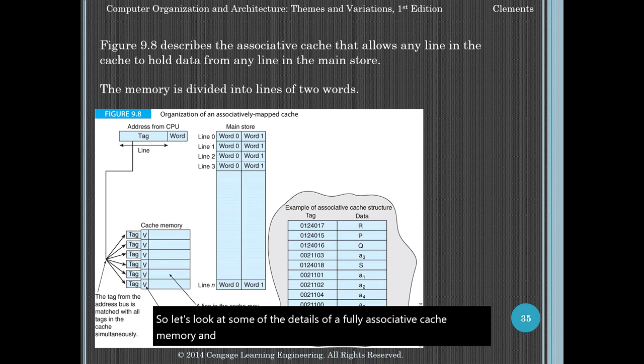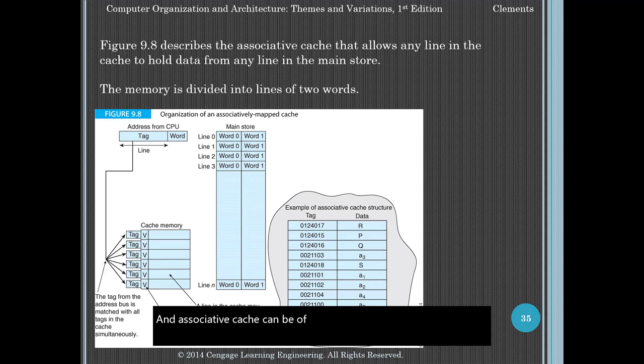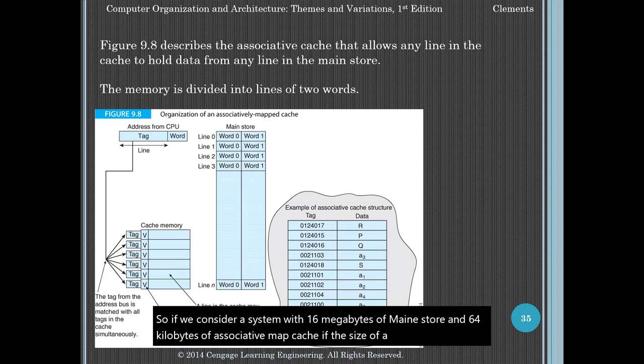So let's look at some of the details of a fully associative cache memory. This figure describes an associative cache that allows any line in the cache to hold data from any line in the main store. In this example, the memory is divided into lines of two words. An associative cache can be of any size, and there's no relationship between the number of lines in the cache and the number of lines in the main memory. So if we consider a system with 16 megabytes of main store and 64 kilobytes of associative map cache, if the size of a line is 4 32-bit words, 16 bytes, then we could figure out that the main memory would be composed of 1 megabyte lines, and the cache would need to be 4,096 lines.